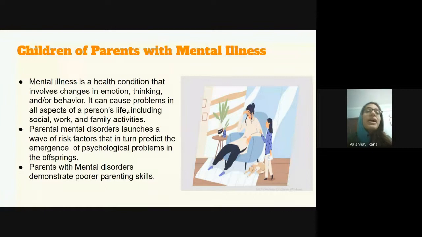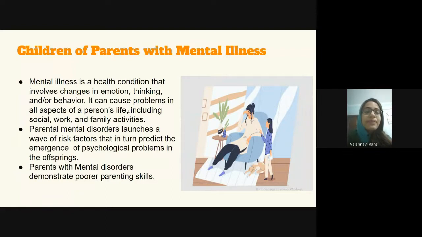Mental illness is a health condition that involves changes in emotion, thinking, and behavior. It can cause problems in all aspects of a person's life, including their social, work, and family activities. Now, the pain of a mental disorder launches a wave of risk factors that in turn predict the emergence of psychological problems in the offspring. Parents with mental disorder demonstrate poor parenting skills. We all know that if parents are so much involved in treating their mental illness, they do not have the time or capacity to see how their children are doing, especially with their school work, or they start ignoring their children, not purposefully, but because their mental health condition doesn't allow them to take care of the child or to facilitate their upbringing.